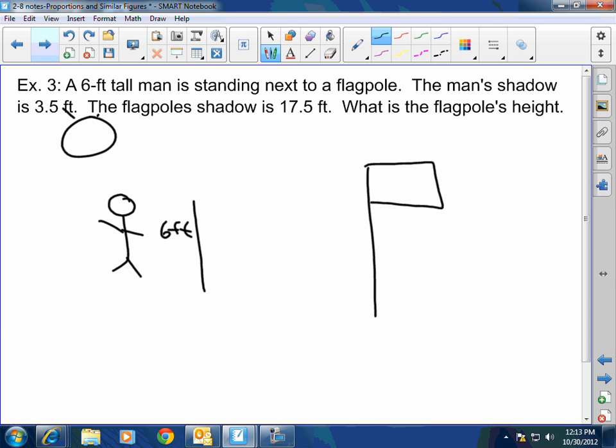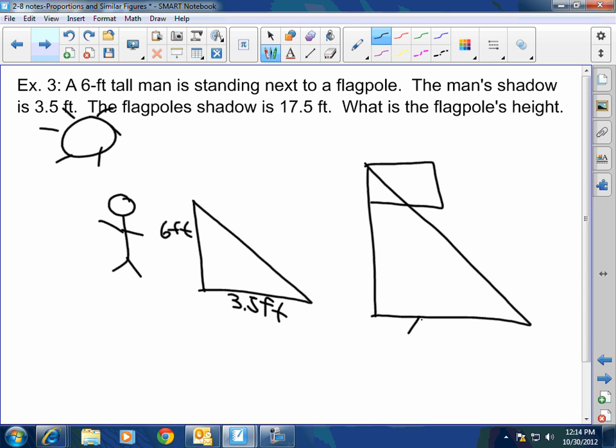So the sun's over here somewhere, shooting its rays, and it creates a shadow of 3.5 feet for the man. The flagpole's shadow is 17.5 feet. I want to find the height of the flagpole, X. Who can tell me the proportion to set up here? Sir? 6 feet to 3.5 feet. 6 to 3.5, height to shadow, equals X over 17.5, height to shadow.